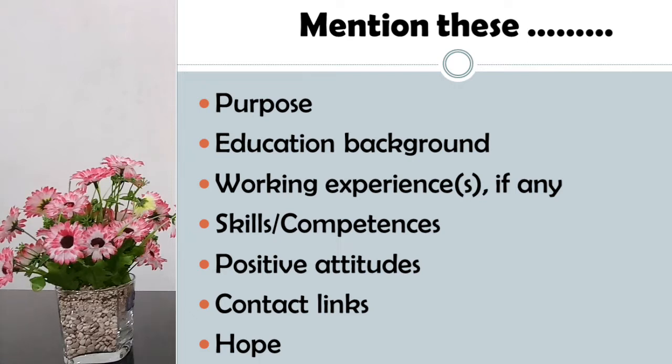Next one is positive attitudes. It means your good personality. Some of the common positive attitudes mentioned in an application letter are dynamic, able to work individually or in a team, fast learner, or energetic. Next one is contact links. You can mention your phone number here. Mentioning email is quite common. Mentioning other social media, I think it's not common, because a phone number is considered one option to contact you almost immediately and, of course, to get your response.